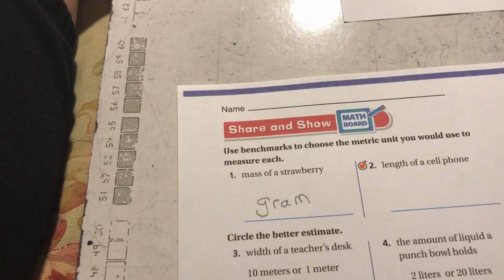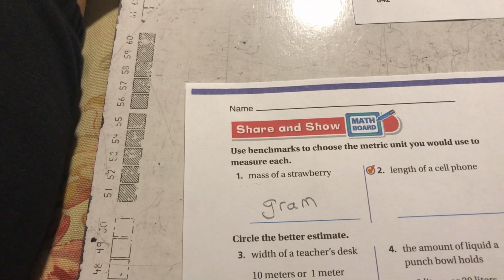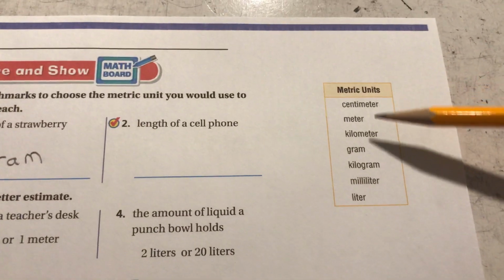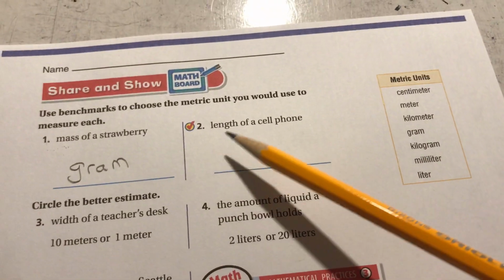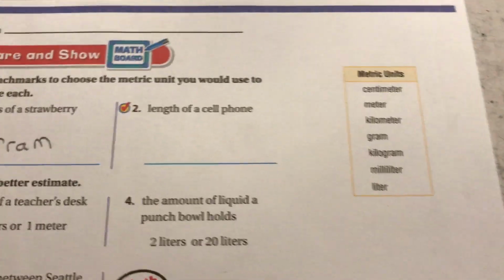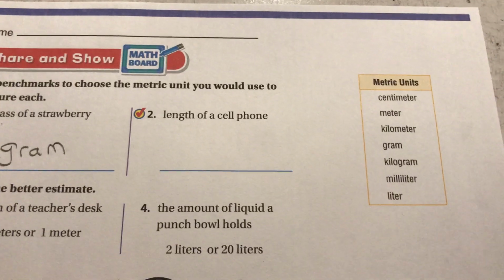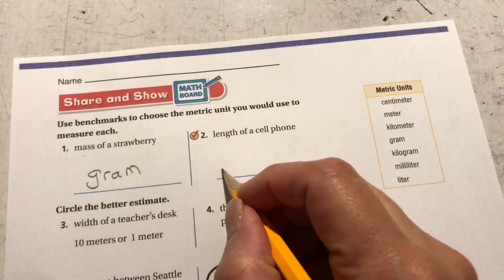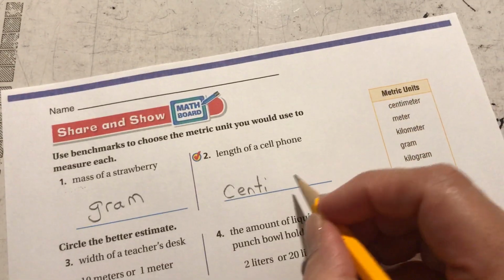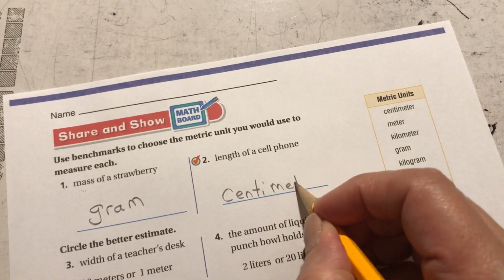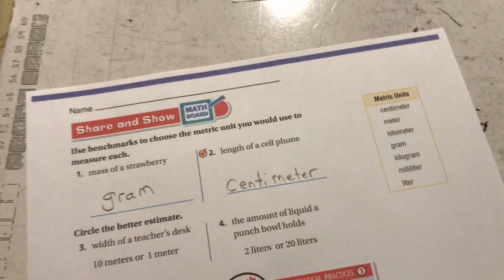Length of a cell phone. Again, they want us to use the metric units. And they're over here on the side too. So we have those right there. Length of a cell phone, what do you think? You got it. It's going to be a centimeter. So centimeter. Okay. How'd you do?